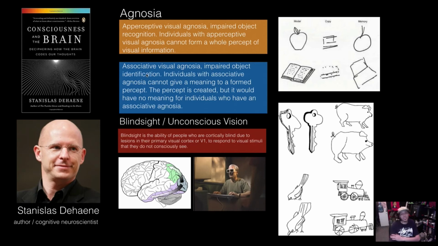Then there's another version of this. This is called associative visual agnosia, and these people have impaired object identification. Individuals with associative agnosia can't give meaning to a formed percept. So here's a drawing of a key. They're able to repeat the drawing. The person up here couldn't repeat the drawing by looking at it. This person can see the image. They can draw it pretty much exactly the same.